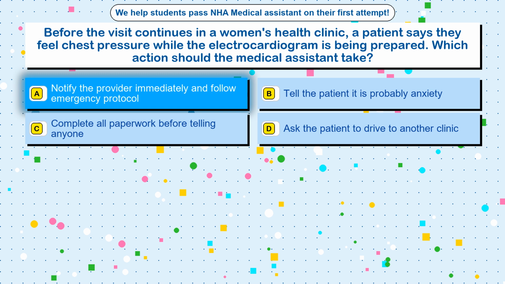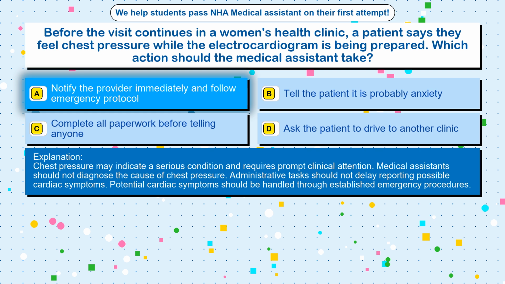The correct answer is option A. Notify the provider immediately and follow emergency protocol. Chest pressure may indicate a serious condition and requires prompt clinical attention. Medical assistants should not diagnose the cause of chest pressure. Administrative tasks should not delay reporting possible cardiac symptoms. Potential cardiac symptoms should be handled through established emergency procedures.